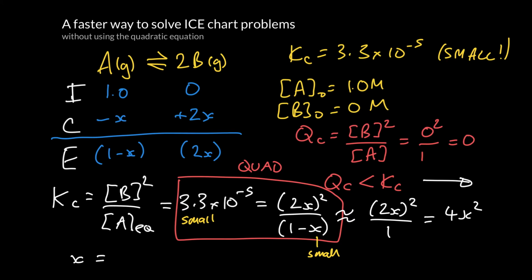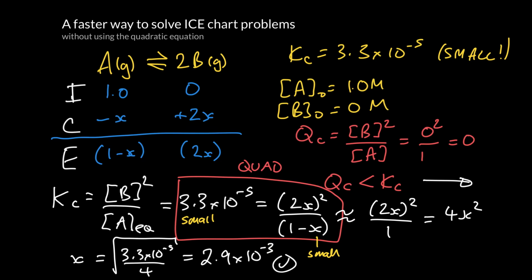So x is equal to 3.3 times 10 to the minus 5 divided by 4, square rooted. And that gives us 2.87, or 2.9 times 10 to the minus 3. If we look at that, we can say that actually that passes our original assumption, because we assumed that this was a small value. We were essentially assuming that 1 minus x is pretty much the same thing as 1. So, of course, if x is 2.9 times 10 to the minus 3, 1 minus 0.0029 is essentially just 1. So that is actually okay.